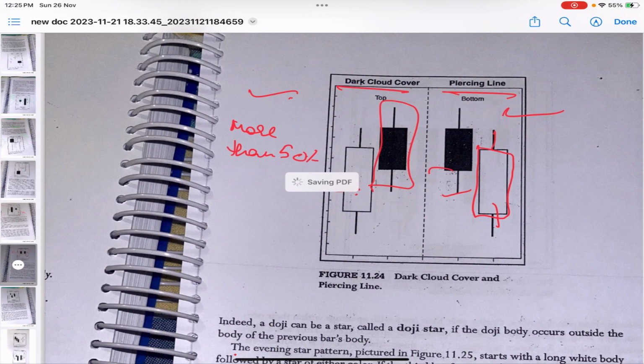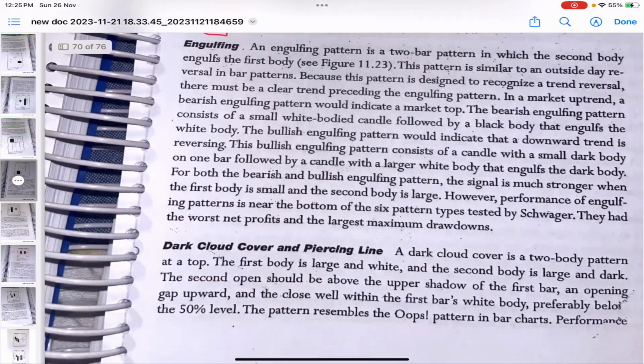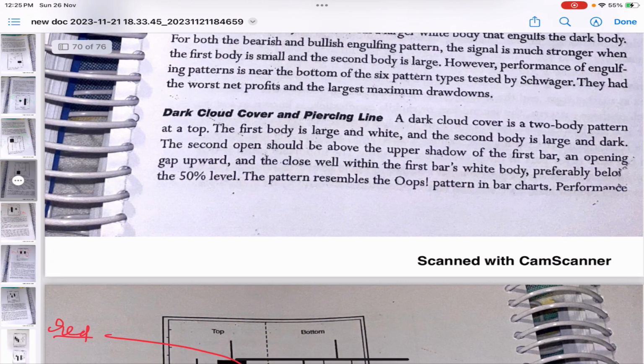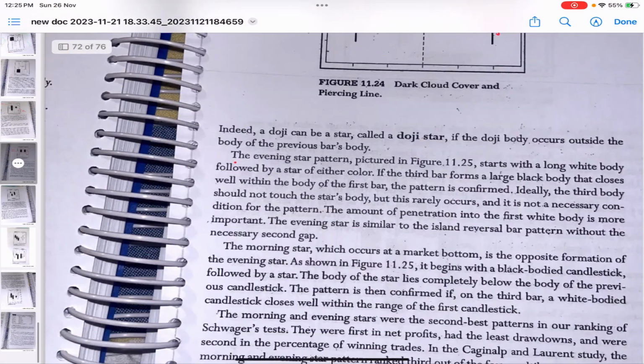If you are not clear with the definition of a dark cloud cover and a piercing line, I can show this to you guys. A dark cloud cover is a 2-body pattern at the top. The first body is large and white. The second body is large and dark. The second open should be above the upper shadow of the first bar. An opening gap upward will close within the first bar's 50%. So that is what a dark cloud pattern is.